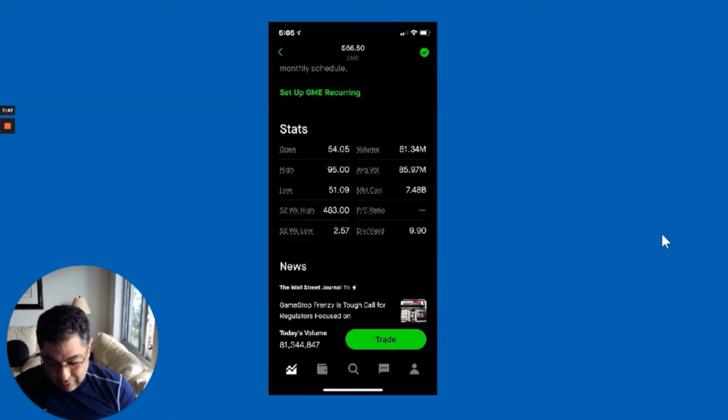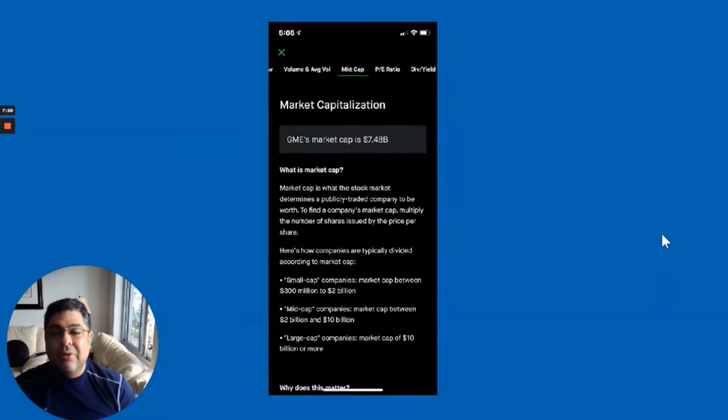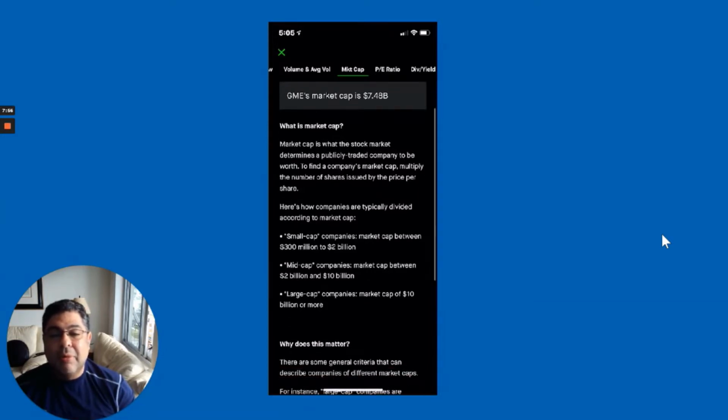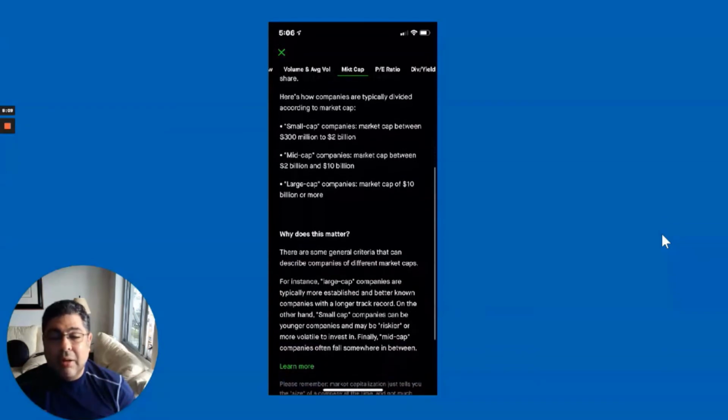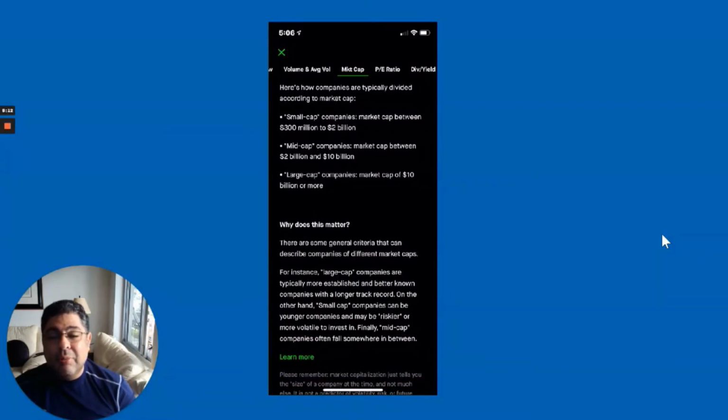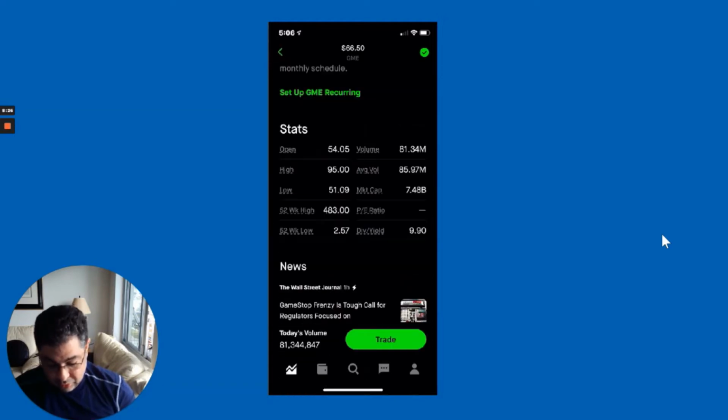By the way, if you click any of these that are underlined, it explains it to you. Market cap is the value of a publicly traded company. To find a company's market cap, multiply the number of shares issued by the price per share. Small cap is under 300 million, mid cap 2 billion to 10 billion, large cap 10 billion and up. Why does it matter? In this particular case, maybe it's not as important, but in others it is. So we'll look at the PE ratio, which was the next one.